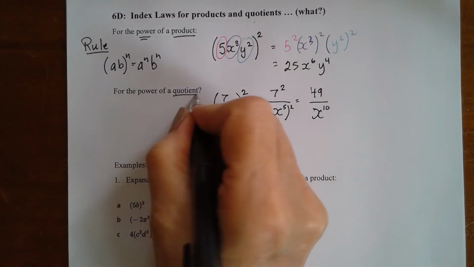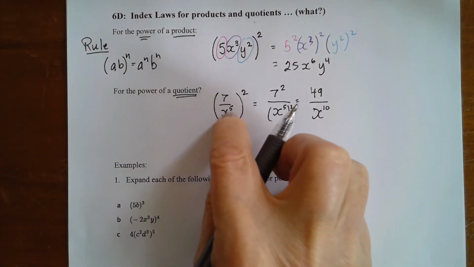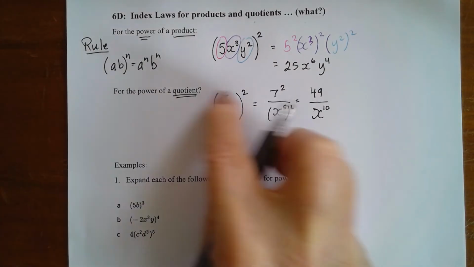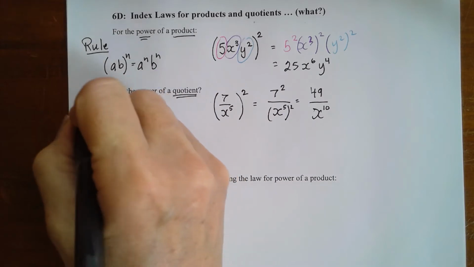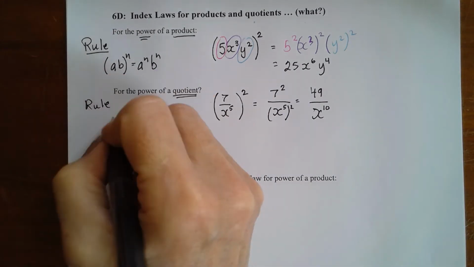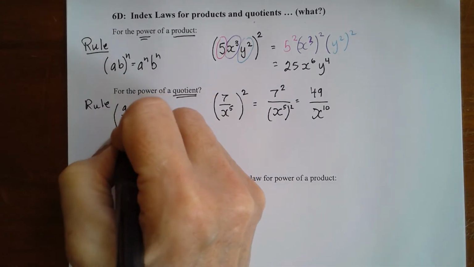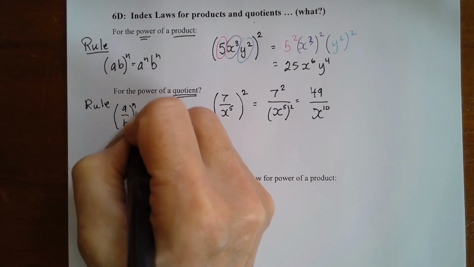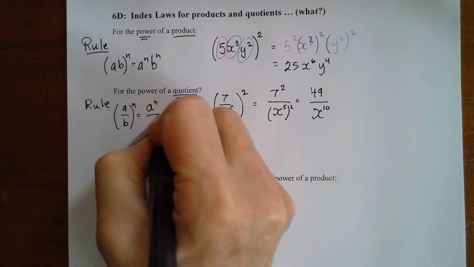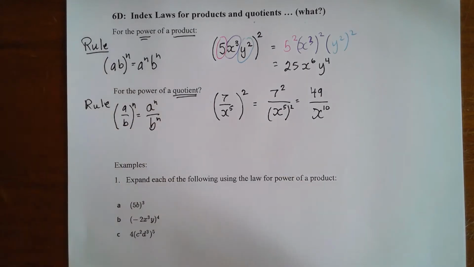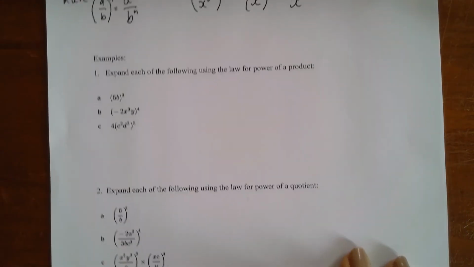So a quotient is division, so some kind of fraction, and the power is up here. So the rule looks like this. You could probably write the rule. Right, each one gets the power separately. Okay, let's do some quick examples.